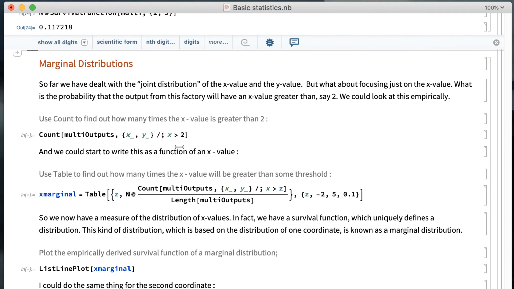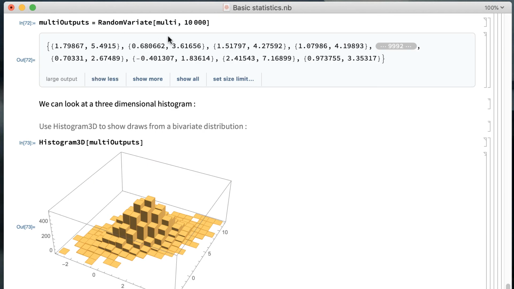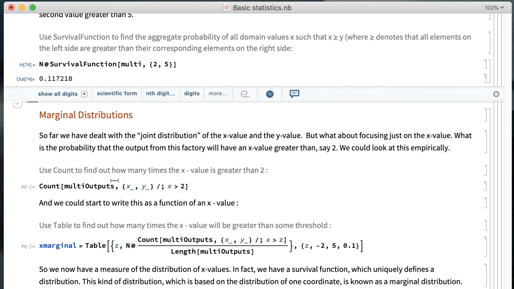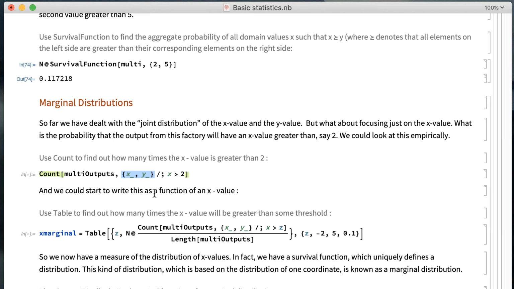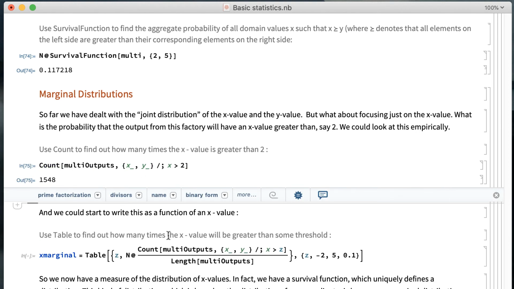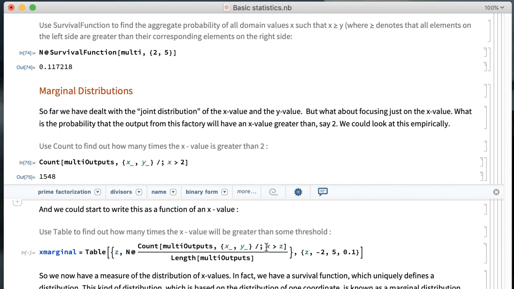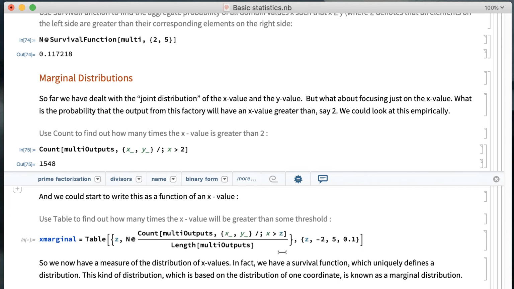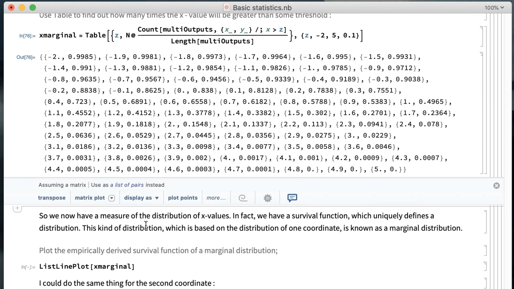So here we can sort of fake a marginal distribution. We could ask on how many occasions in our 10,000 draws from our binormal distribution would the x value be greater than 2? So it's asking, in Wolfram language, count all the examples here that match this pattern, x, y, where the x value is greater than 2. All right. So, it turns out it's 1,548. And so one thing we could do is now write a table that said, hey, for some value of z, I want you to tell me on how many occasions the x value is greater than z. And then I want you to divide that by 10,000. All right. So it did that, and we could plot that.